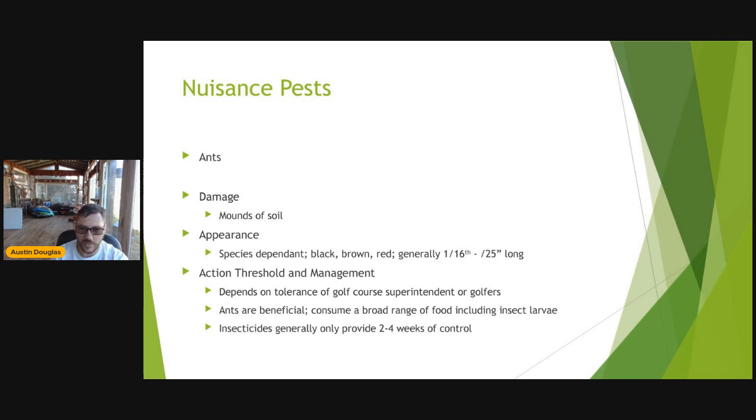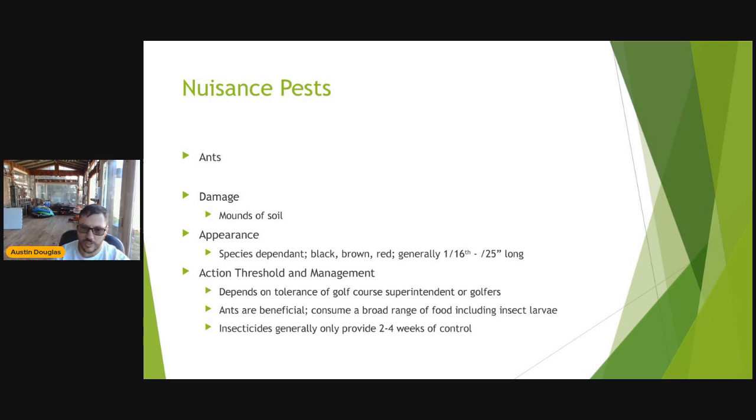The action threshold in management, again, is going to depend on the tolerance of the golf course superintendent or the golfers. Ants are beneficial. They do consume a broad range of food, including insect larvae and eggs. So by attacking them, you could be subjecting the turf and the other areas to additional damage from something else that they were already managing for you. So they are an ally for us.